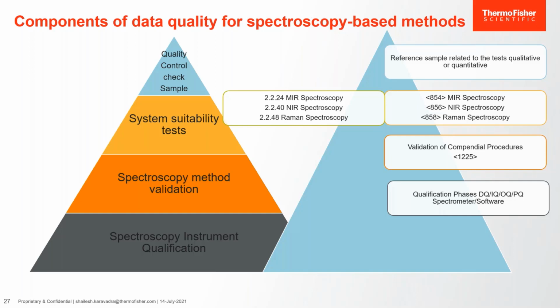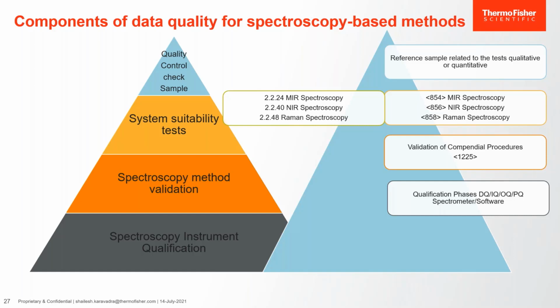There are guidelines in USP and EP related to every type of spectroscopy technique that is used. For example, 2.2.48 for Raman, 2.2.40 for NIR, 2.2.24 for mid-infrared spectroscopy. Similarly, in USP, 854, 856, and 858 are the mid-infrared, near-infrared, and Raman chapters.